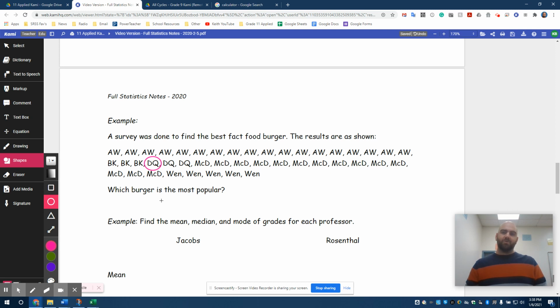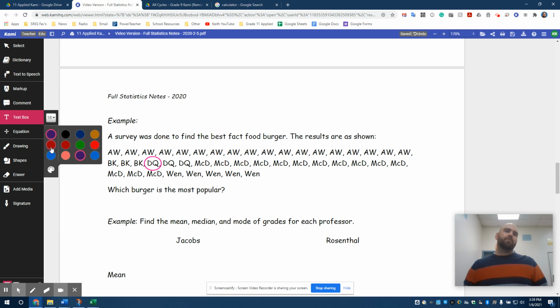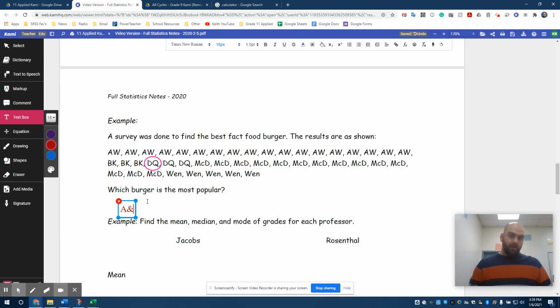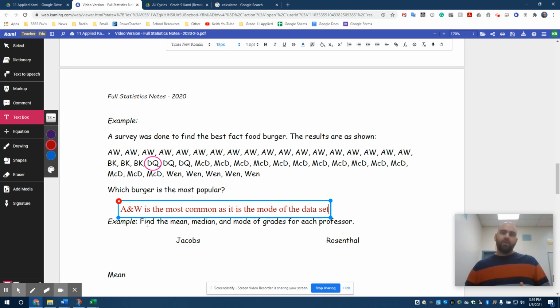Does that mean that DQ is the most common or the most popular? No, it's probably the least popular or pretty close to least popular. That's definitely not it. But A&W is the most popular. It's the most common. A&W is the most common as it is the mode of the data set.